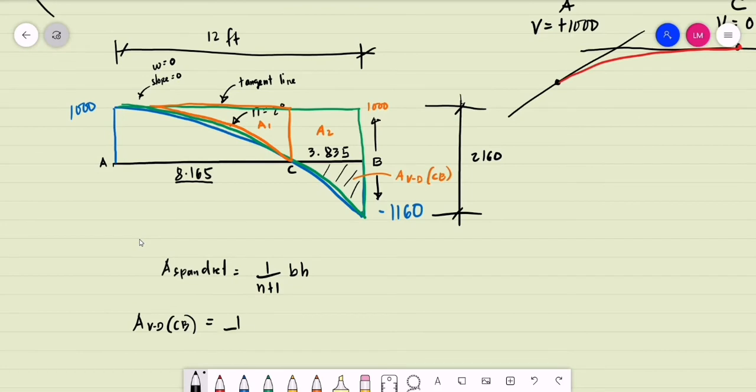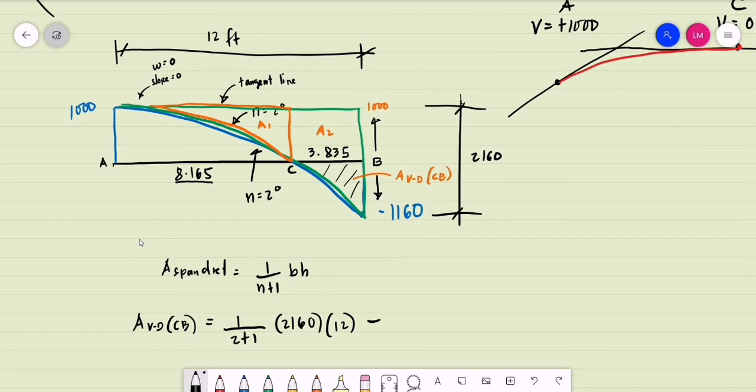That is 1 over the degree of the curve. Take note, it is a second degree curve. Our N is a second degree curve for our shear diagram. So it's 1 over 2 plus 1. Our base will be equal to 2,160 for a length of 12 feet.